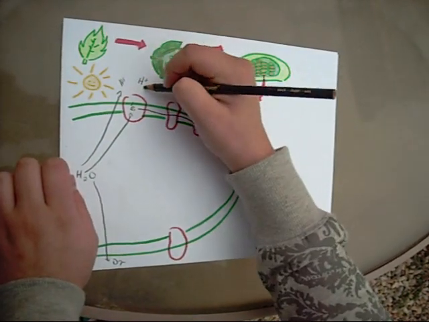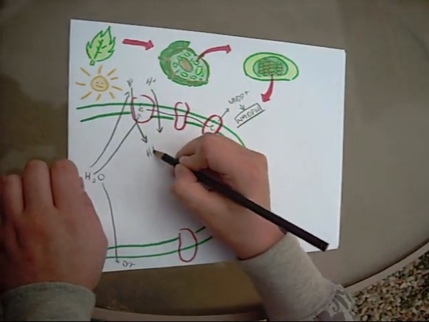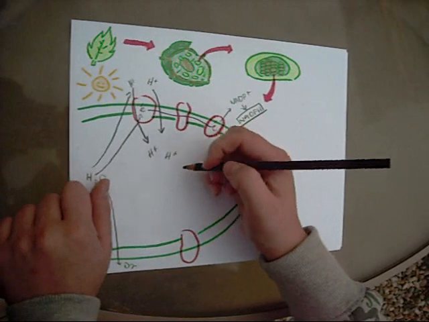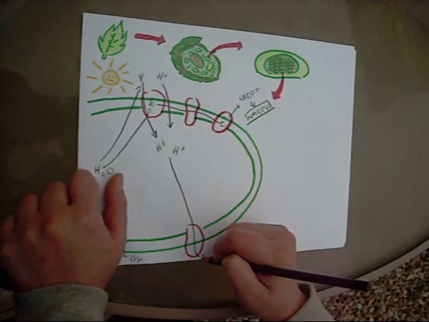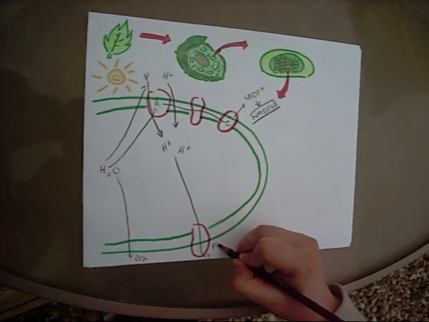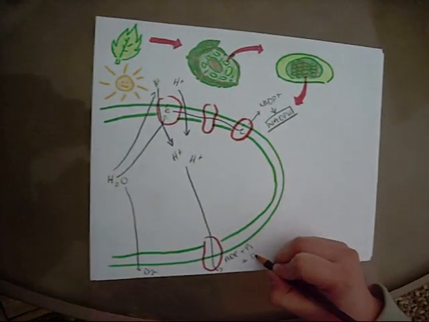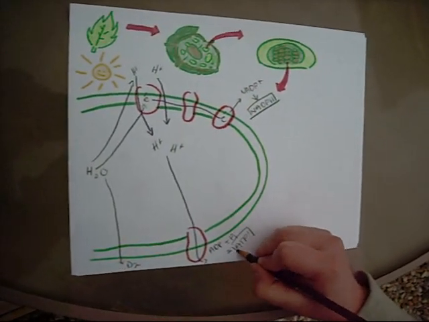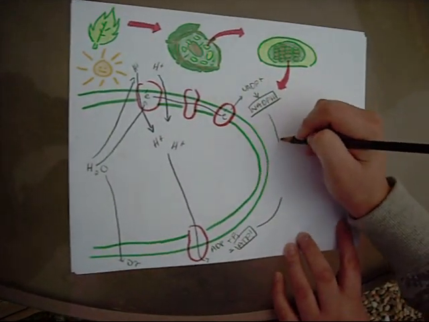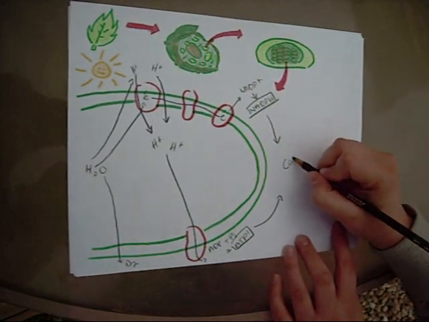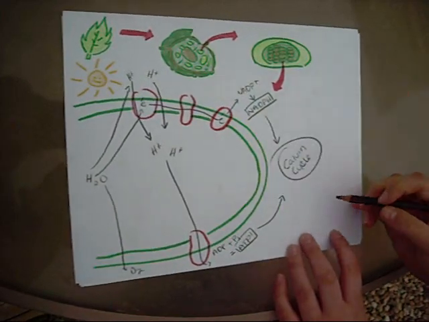Now, the hydrogen gets sucked in, and it's floating around, and it has no use, so it goes through the ATP synthase complex and meets up with ADP and Pi to make ATP. Yay! And then ATP and NADPH go up and go into the Calvin cycle.